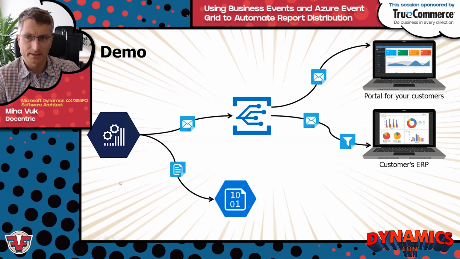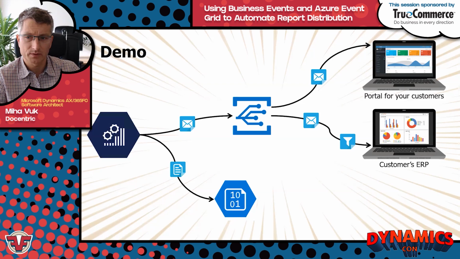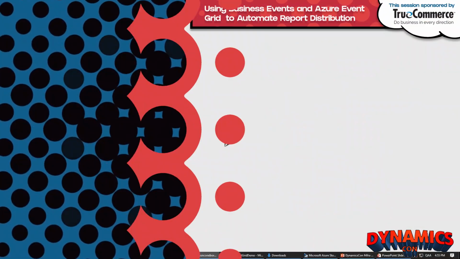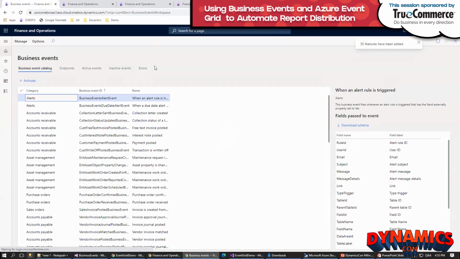Later, when everything is up and running, we can add additional subscriber applications if needed. Now, let's see it in practice, and we will come back to this diagram at each step. Okay, let's start in our Finance and Operations.